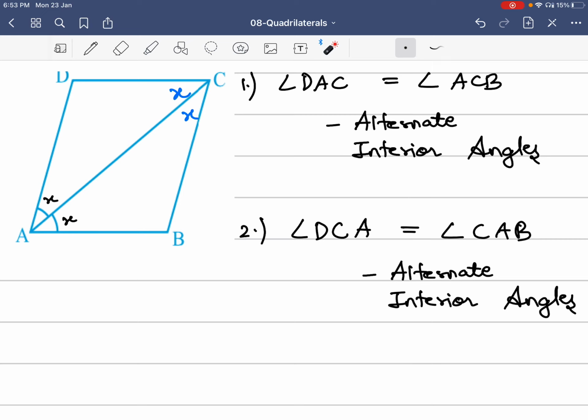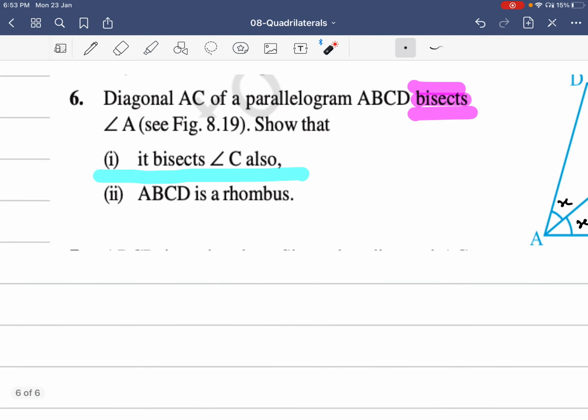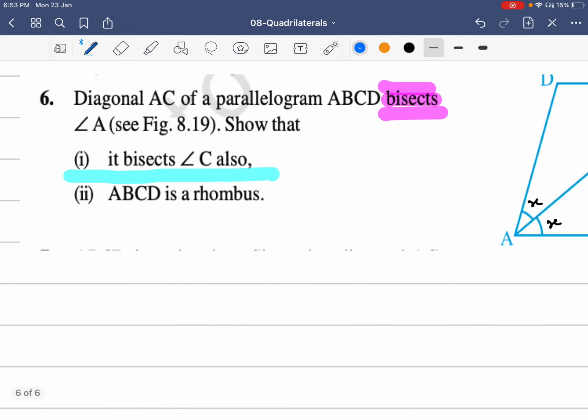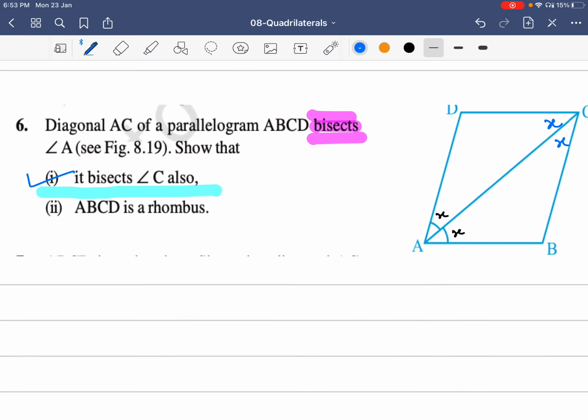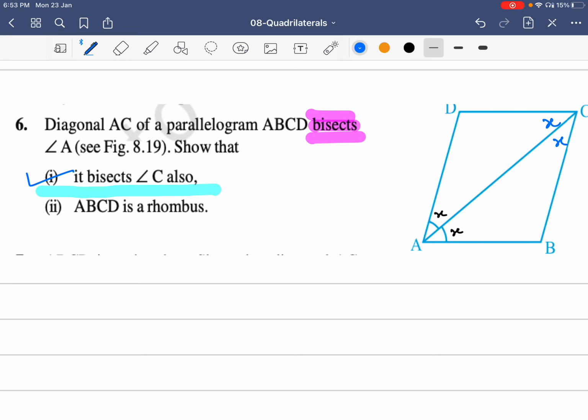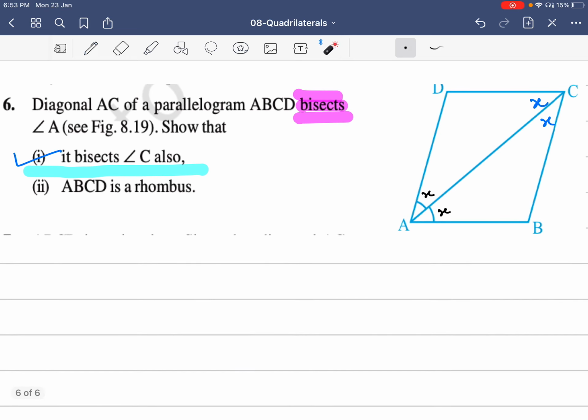It is also bisected into two equal angles. So that becomes the proof of our statement number 1. Let's mark it as done. So we have proved that diagonal AC, yes, here it is, this is our diagonal AC, it bisects angle C also.